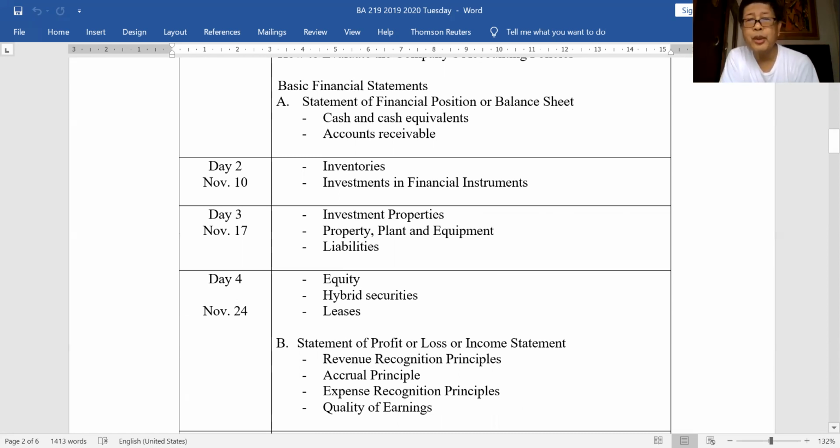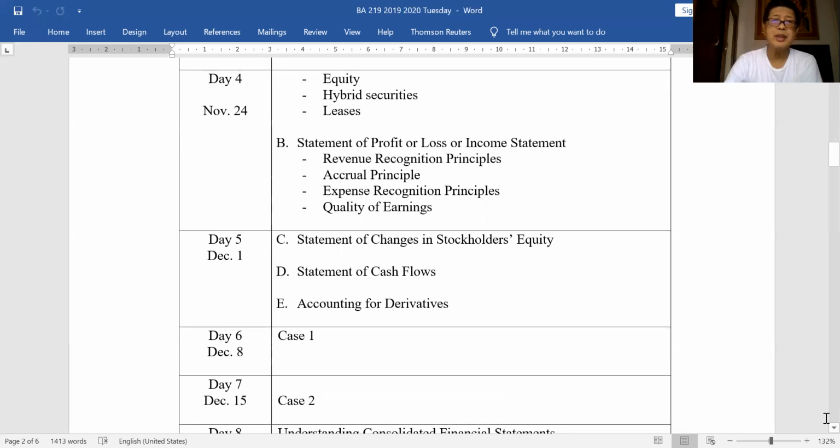We're also going to discuss investment properties, of course, PPE, liabilities, equity, hybrid securities. And what are hybrid securities? Well, these are securities that resemble the characteristics of both debt and equity. This may include convertible bonds or mandatorily redeemable convertible preferred stocks. And then we'll talk about leases, and of course, the statement of profit or loss or the income statement.